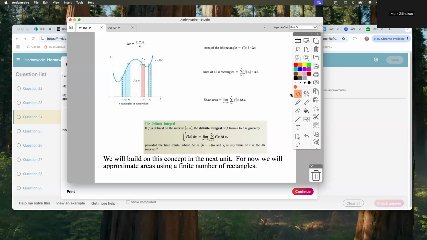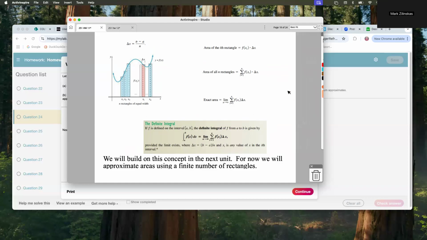All right. And again, I'm going to get some area there. And so the idea is that as I get n rectangles, you just tell me how many rectangles you want. That's what n will be. Then I consider the limit as the number of those rectangles approaches infinity. That is going to be the exact area. Okay. And we actually define that to be a definite integral.